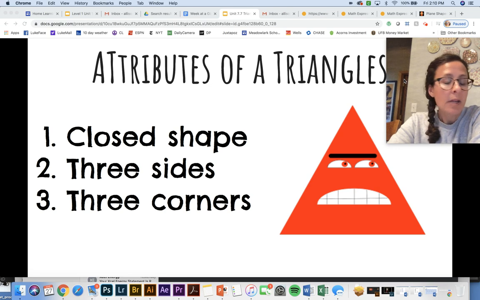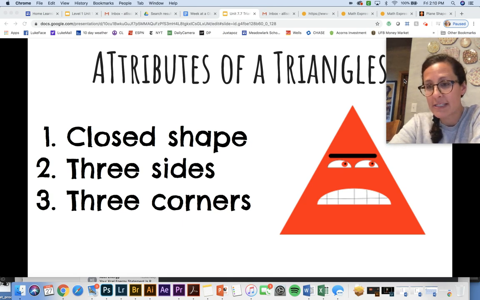And typically, if we were in school today, we would be sorting different types of triangles and figuring out how do they look different, how do they look the same. And you can do this activity at home if you cut out different types of triangles, maybe with construction paper or scrap paper or anything like that. But we're going to try to do this without any type of materials today. So wish me luck. So what are the attributes of a triangle?